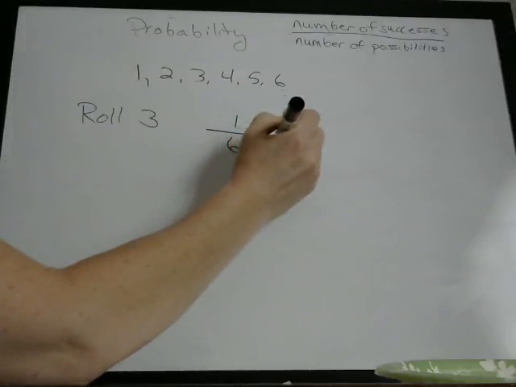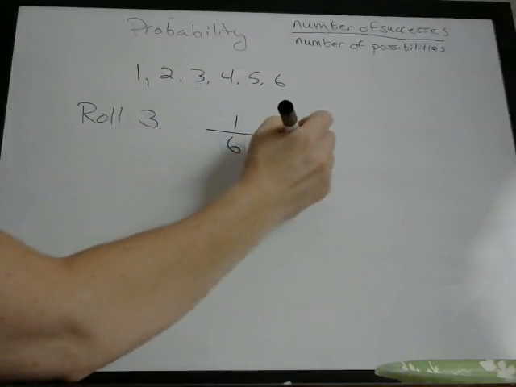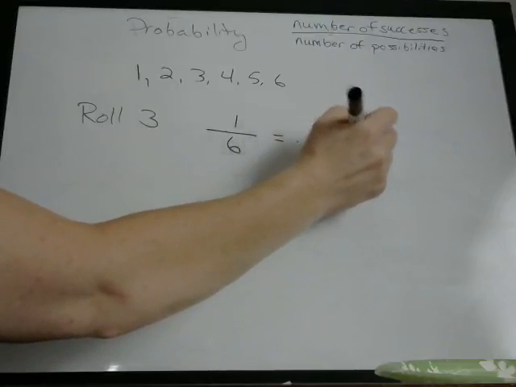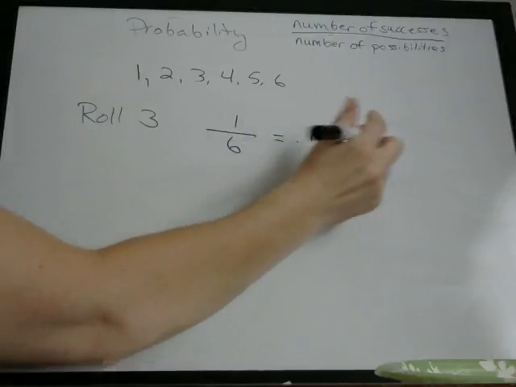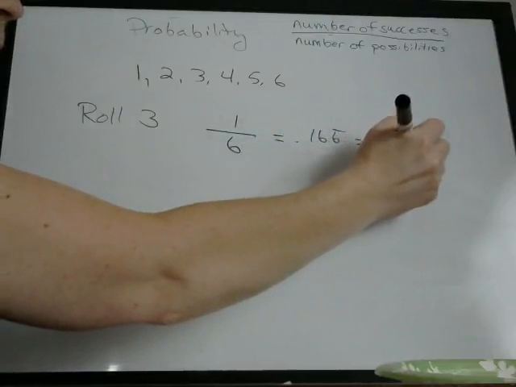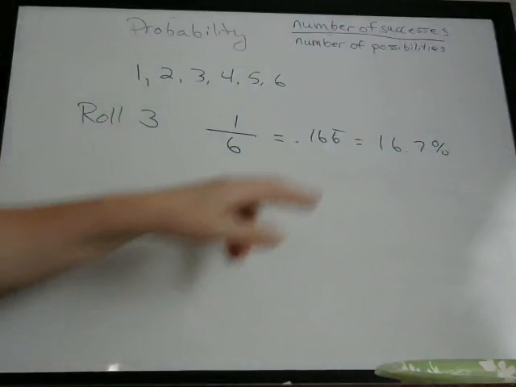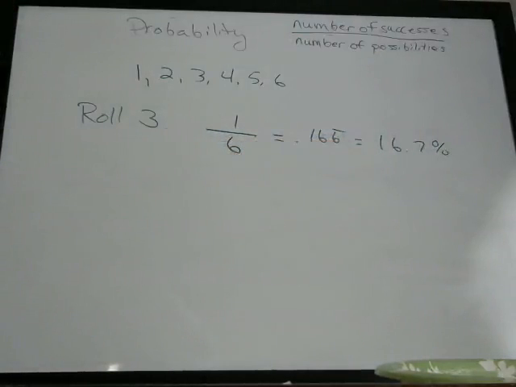If they change it to a percentage, 1 divided by 6 is 0.166 repeating, and then you change that to a percentage by moving it over 2, we'll round that up, 16.7%. So again, if you don't know how to get from here to here, you need to watch the videos from July 29th, 2014 on how you can make a percentage from a fraction.